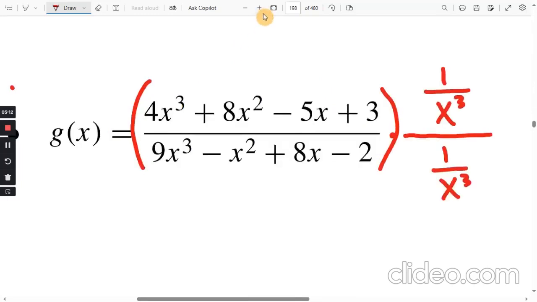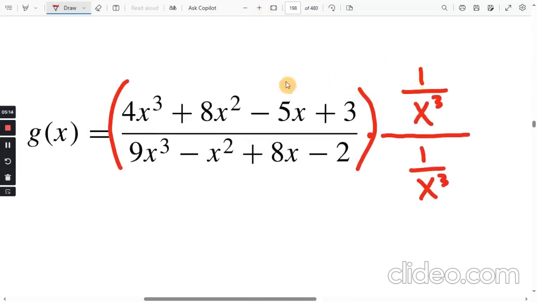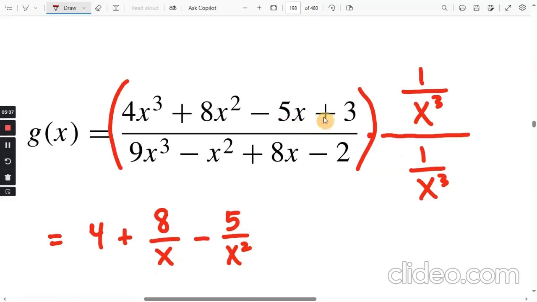Each time you distribute this term, it's going to be divided by x to the third. So 4x to the third divided by x to the third is just 4. 8x squared divided by x to the third is 8 over x. Negative 5x divided by x to the third is negative 5 over x squared. Plus 3 divided by x to the third.